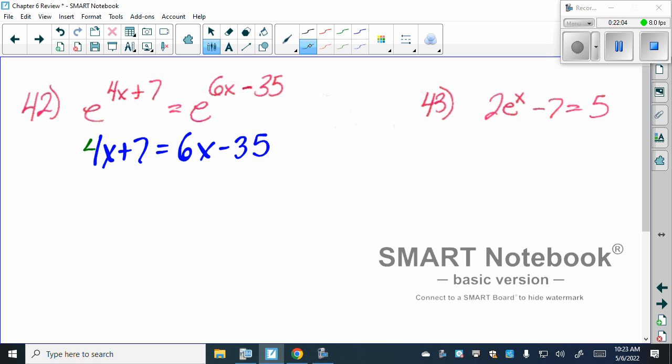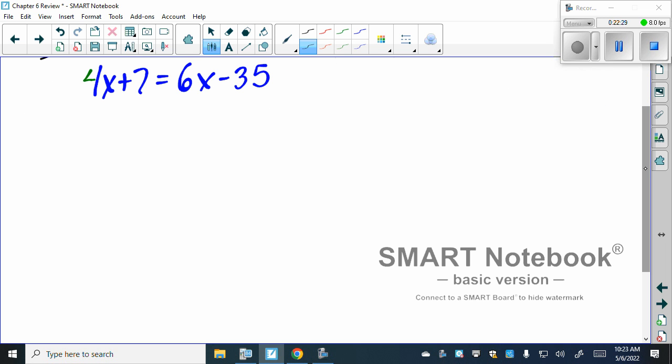One of the methods we learned later on was if I want to get the exponent out, we would apply whatever logarithm to it, yes? Here it's e. So if I applied the natural log to both sides, ln of e is gone, ln of e is gone. It tells us that 4x plus 7 equals 6x minus 35. That's why this works.